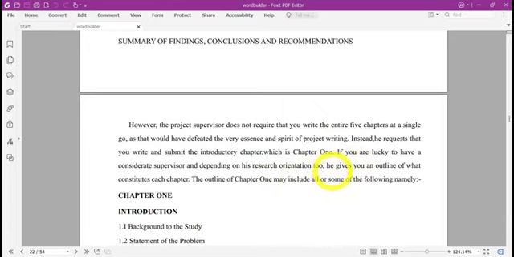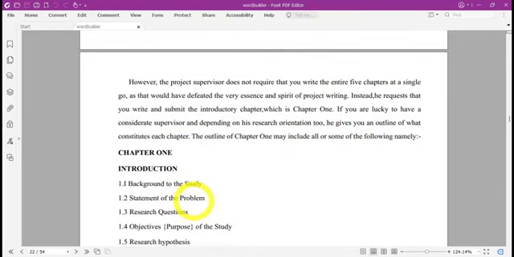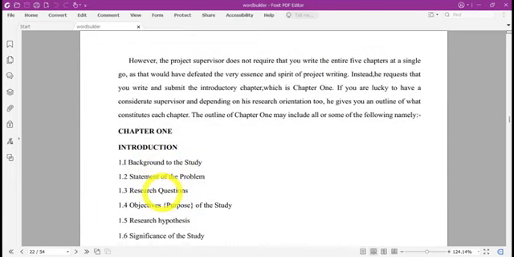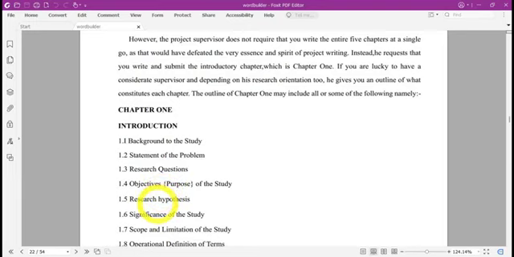So he gives an outline. If your supervisor, like I said, is considerate, I choose to put it in quotes. It's "considerate" in quotes. He gives you an outline of what constitutes each chapter. That's making the work a lot easier for you. The outline of chapter 1 may include all or some of the following, namely the background to the study, statements of the problem, research questions, objectives or purpose of the study.